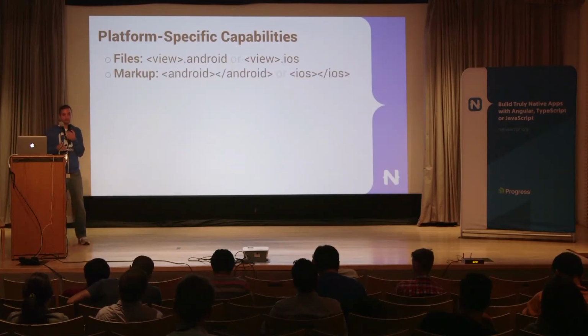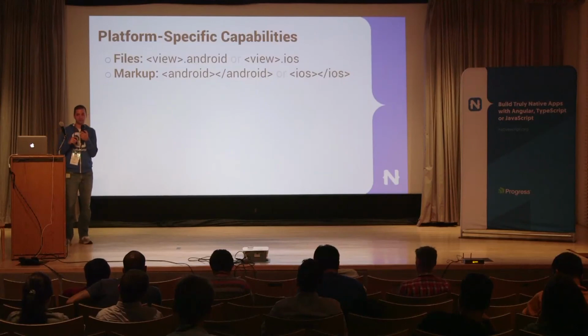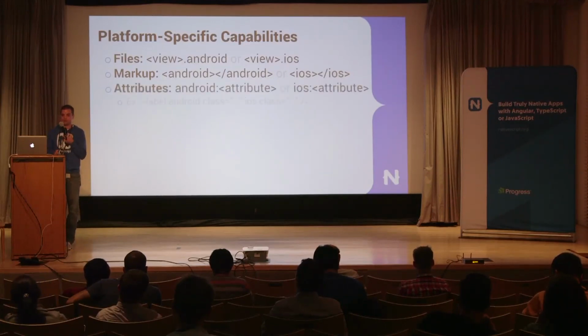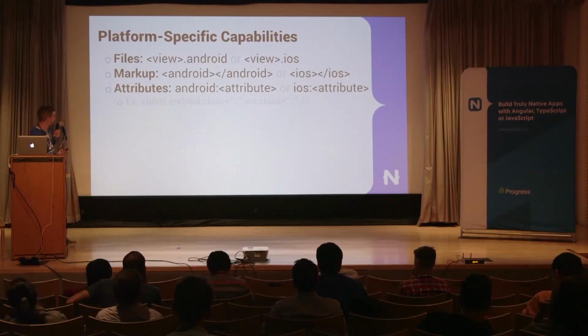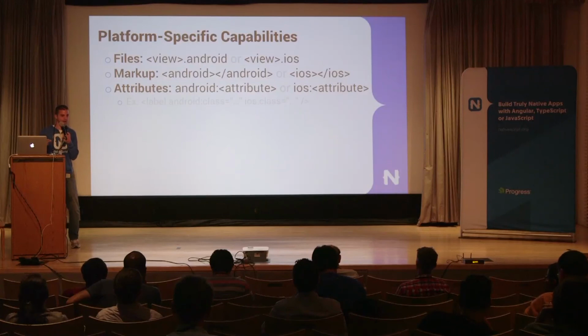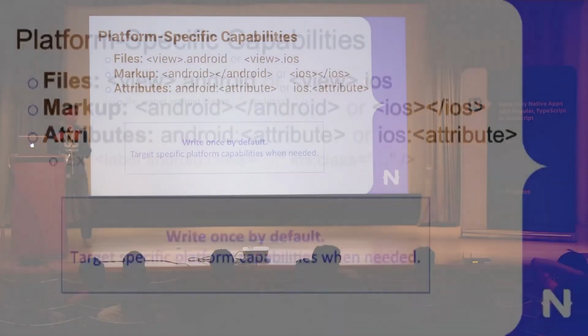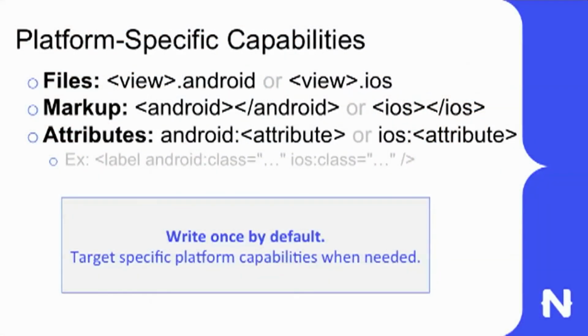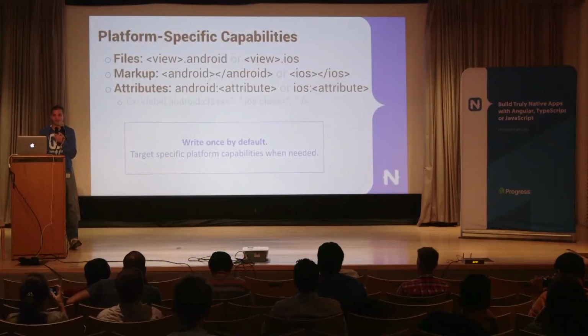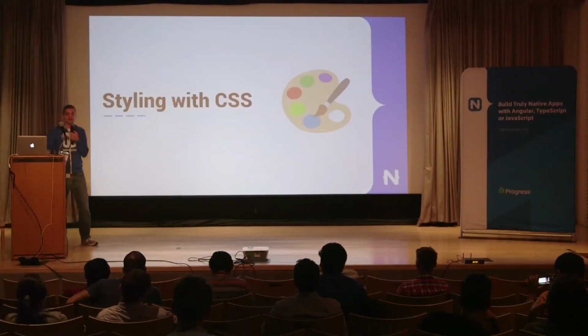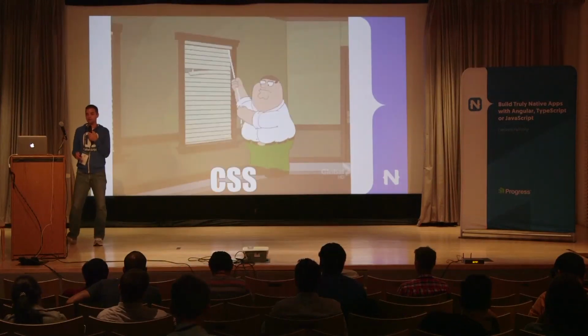Now within a single view, say I had just my main-page.xml view, I can actually add markup tags to have different platform-specific capabilities exposed with these Android or iOS tags. And getting even more granular, we can have individual attributes. So in this example, which you can probably barely see, I have a label that has an Android class and an iOS class. So you can see how we can get very focused with our platform differences. And again, NativeScript is very focused on writing once by default, but allowing you to target specific platform capabilities when needed.